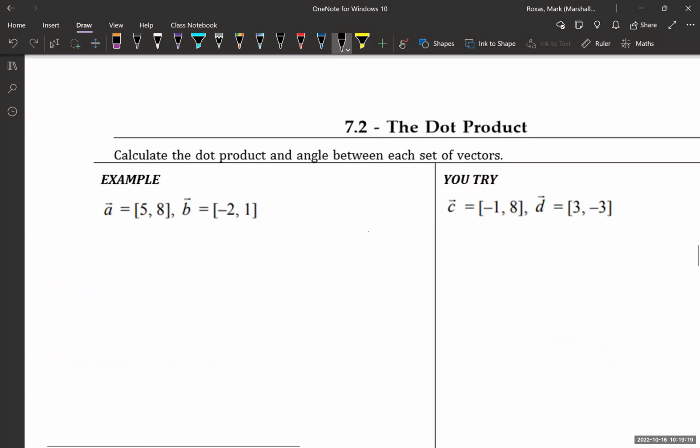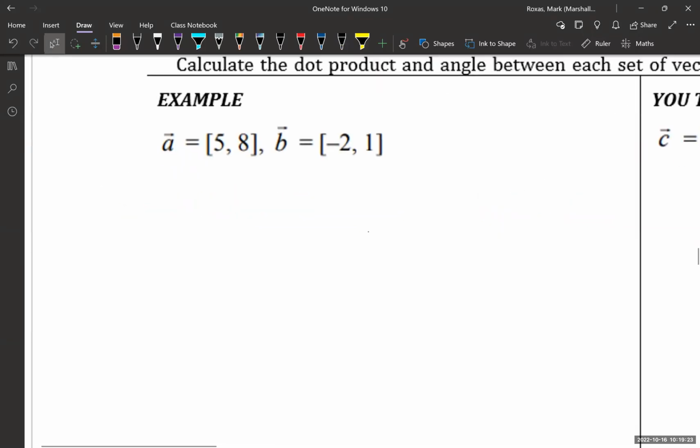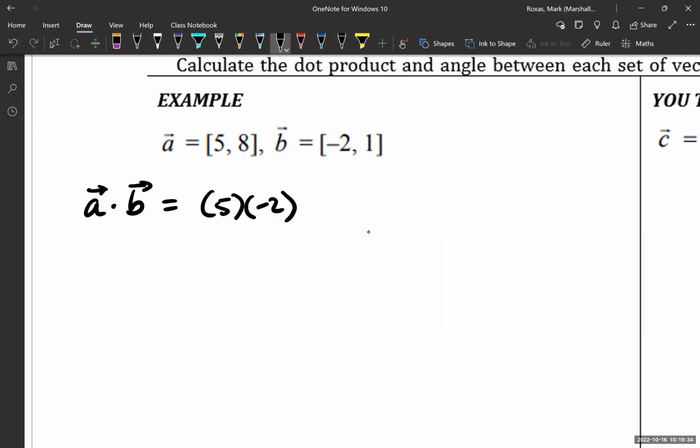We're going to calculate the dot product between each set of vectors. Here's the first set, 5 and 8, and -2 and 1. If I'm interested in finding the dot product of A and B, I'm just going to take the x components and multiply them, 5 times -2. Those are my x components. Then we're going to add them to the product of the y components, 8 times 1.